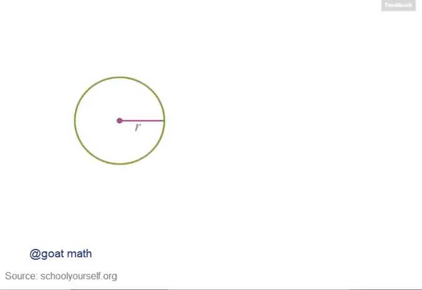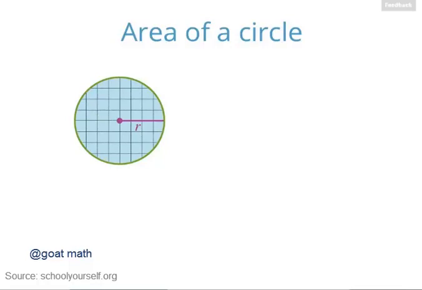Suppose you have a circle with a radius r. What's the area of this circle? You can find the area of many shapes by counting the number of unit squares inside them, but the curved edge of the circle makes counting these squares quite challenging. So let's come up with a formula for the area of a circle.